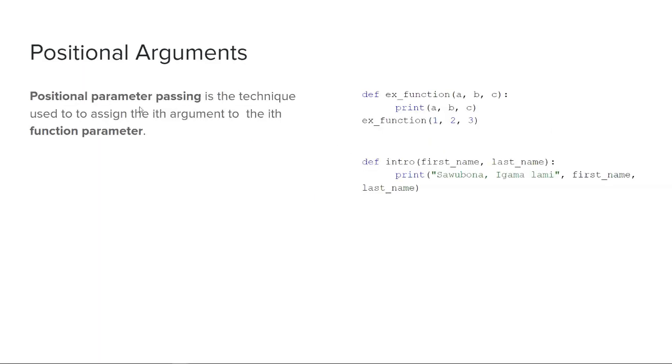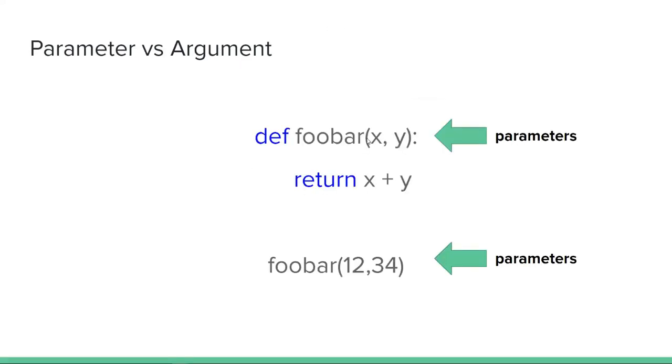So positional arguments, right, is a technique, or positional parameter passing, excuse me, where you assign the ith argument to the ith function parameter. And if we go back to this, this is our first parameter, and this is our first argument over here, 12. So 12 is going to go into the place of x, and then we have our second parameter, y, and therefore 34 will go into the place of y. All right, so we'll be returning the sum of 12 plus 34.